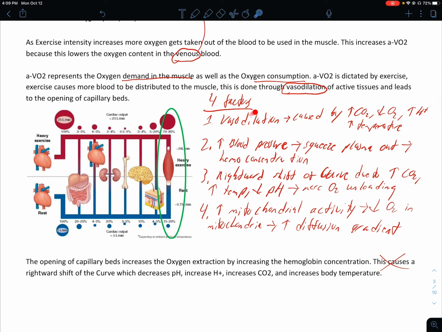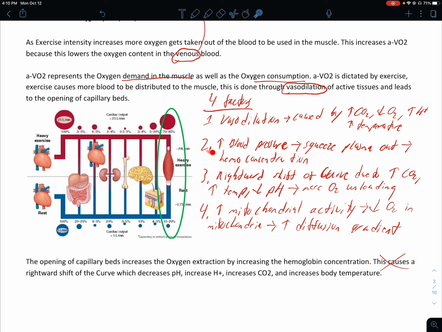There's 4 factors that increase AVO2 difference here. Okay, and you had some of them there, but I wanted to outline it. So number 1, vasodilation. Okay, and don't just say vasodilation, but tell us what causes the vasodilation, right? Increased CO2, decreased oxygen, increased hydrogen, increased temperature. Those are all vasodilators, okay? Those lead to more blood in capillaries, so then we drop off more oxygen, okay?